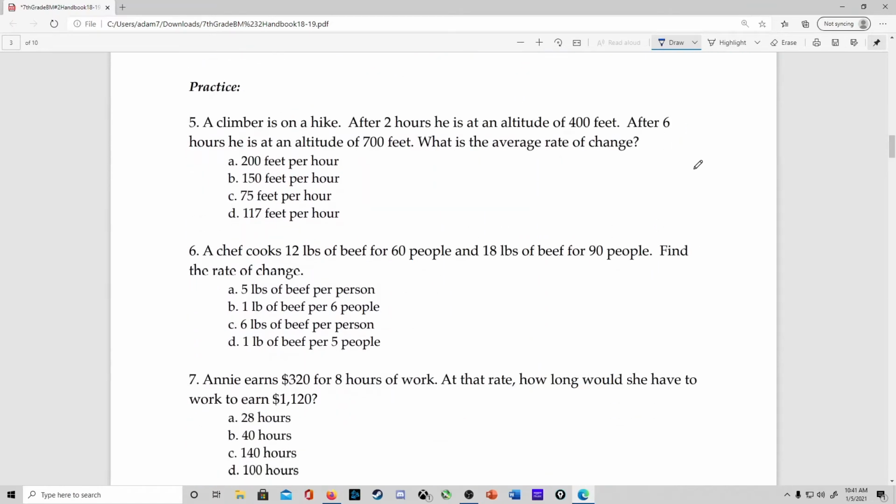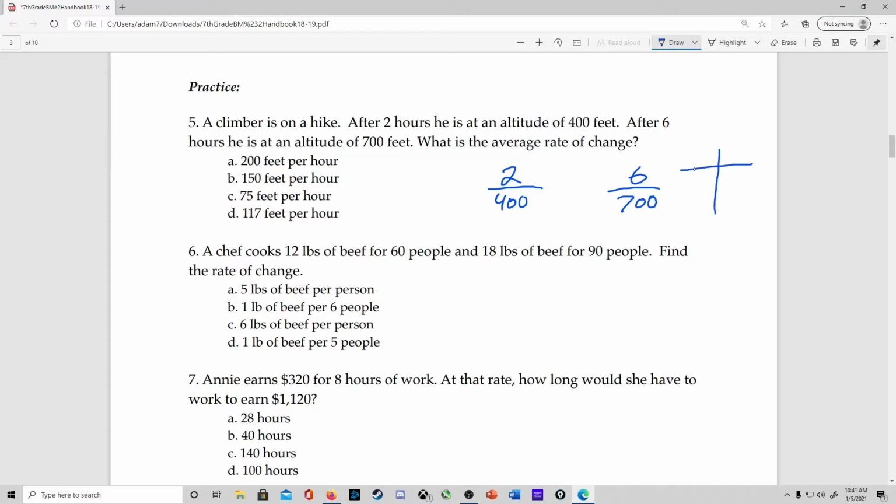All right, so now let's look at these proportional relationships. Okay, and this is showing us we're going to be given a ratio, and then we want to see how we can use that to find the rate of change here. And so we can see if we go 2 hours and we went 400 feet, right, then we get 2 over 400, right? And then after 6 hours, he's at 700 feet. So we got 6 and 700.